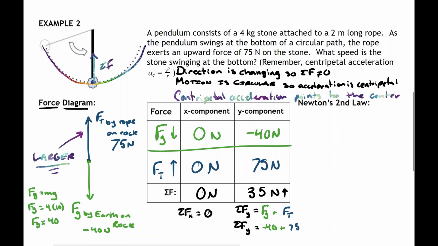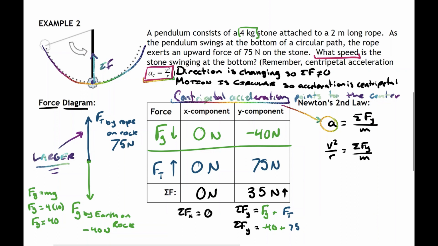Now the question is asking us for the speed. If we could figure out the acceleration, we could relate that to the speed using our relationship for centripetal acceleration. To figure out the acceleration, we're going to have to use Newton's second law. Newton's second law states that the acceleration is proportional to the net force and inversely related to the mass. Because this is circular motion, this is a centripetal acceleration. This means that this acceleration is equal to the velocity squared over the radius.